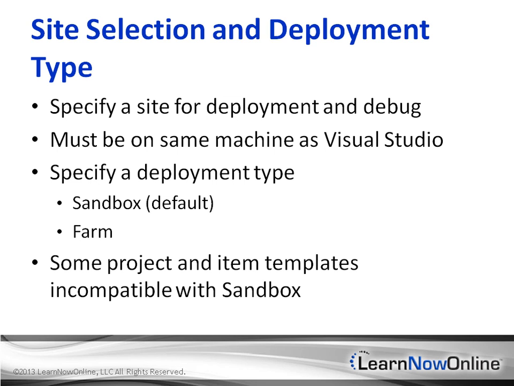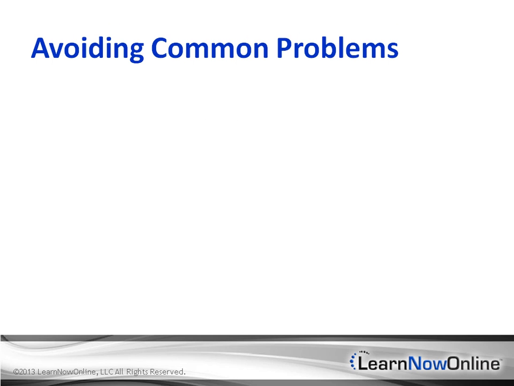Now when you choose sandbox, there's a little bit more smarts built into Visual Studio. It used to be where if you chose a sandbox project and you added some items to it that were incompatible with the sandbox, you could add them, and then you would get runtime errors, or you could have code that was unsafe and you would get runtime errors. But now a lot of smarts for that have been built into Visual Studio to prevent that from happening in the first place.